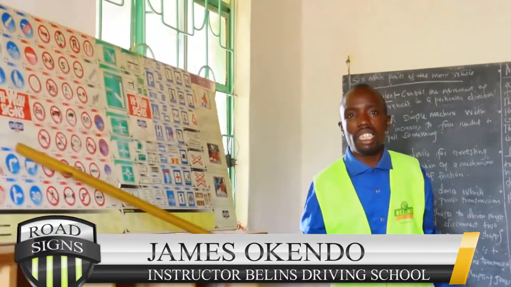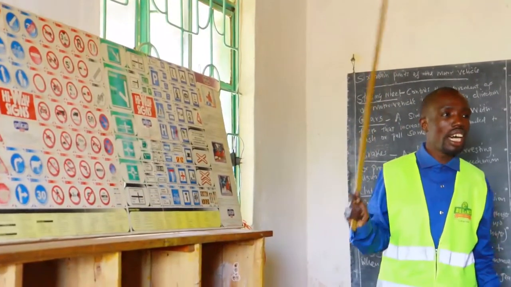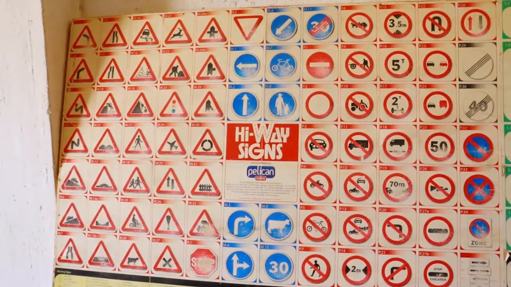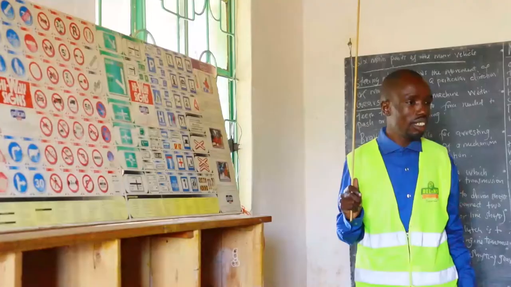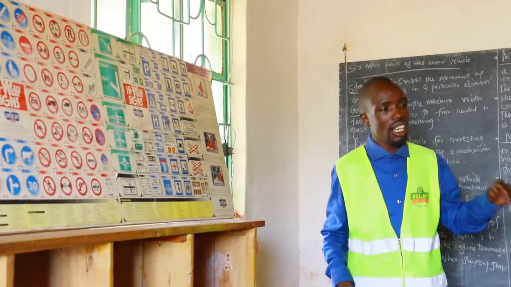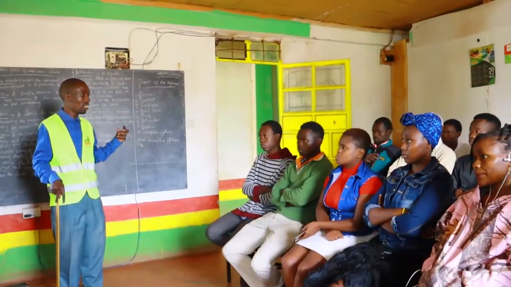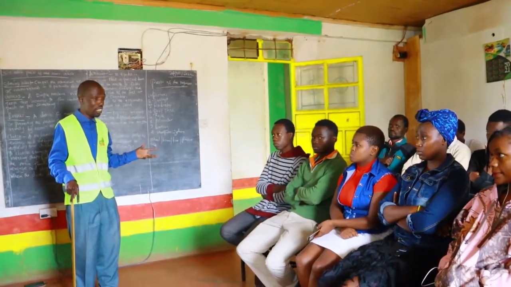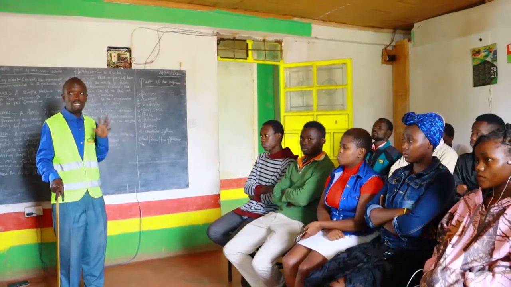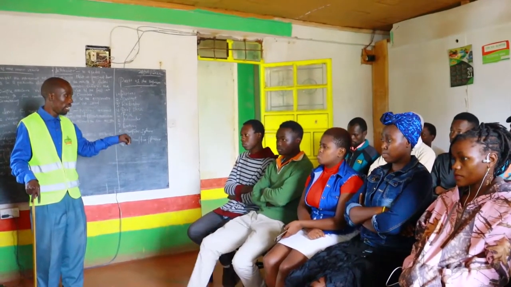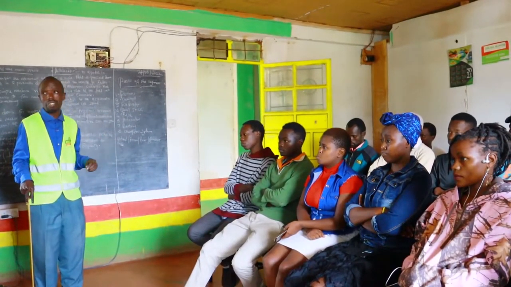These are called road signs or highway signs. Road signs or highway signs. Road signs are there to guide the road user, cyclists, and the pedestrians. These road signs are there to guide them while they are on the highway or on the road.